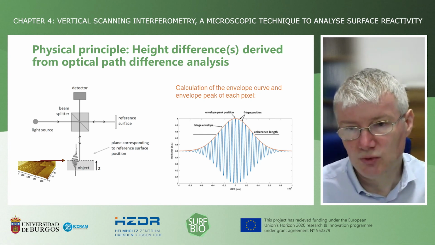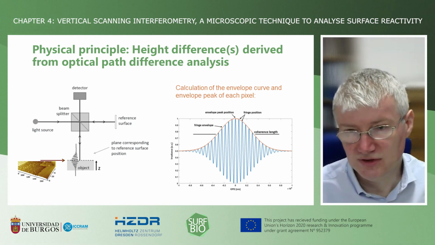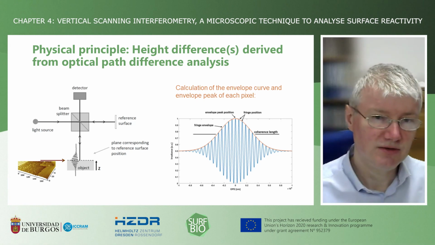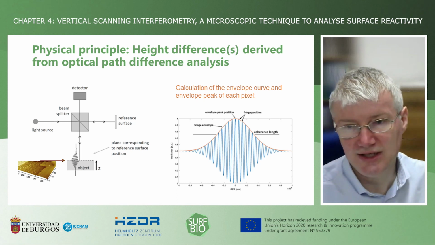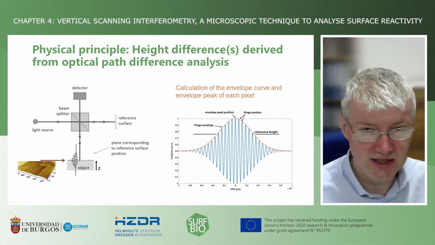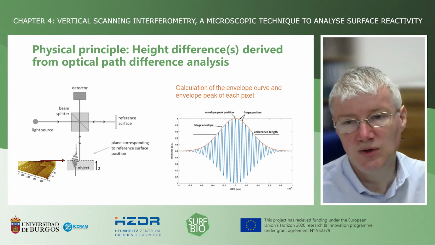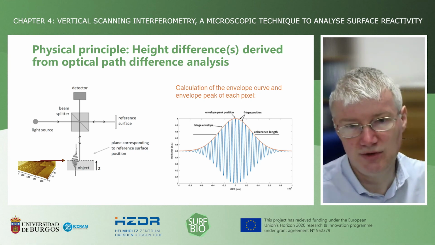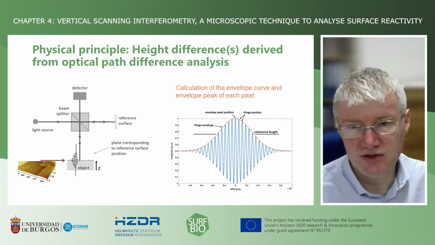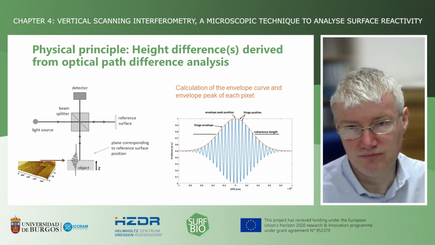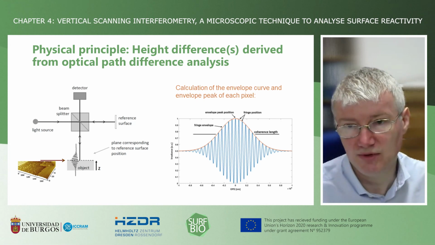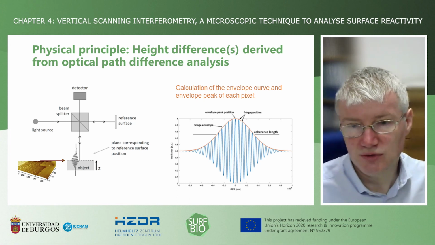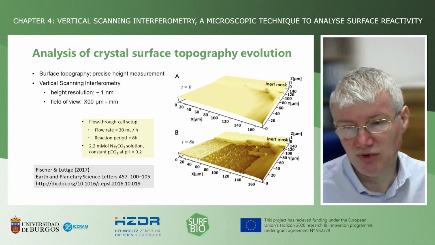A computer stores all of those fringe patterns, and afterwards the envelope, this orange colored line, is calculated. From that envelope function, we get information about the specific height differences of each pixel. So we end up with a very precise height map. That's what is shown here with this example.